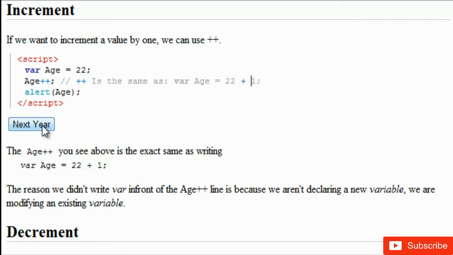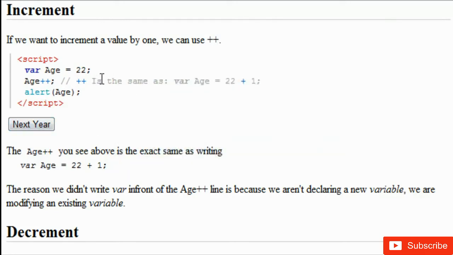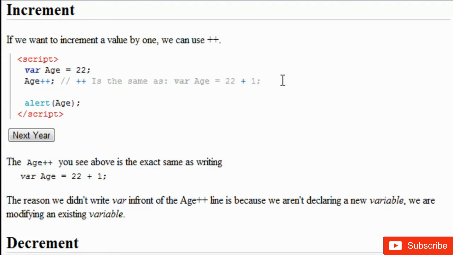So if I click the next year button, instead of alerting me age, which is 22, it's now going to alert me age, which is 22, plus plus, which is actually 23. Now I think I made that sound a lot more difficult than it actually is, so if we want to keep adding 1 to our age variable, we would just keep writing age plus plus. Now all of a sudden age is equal to 24.